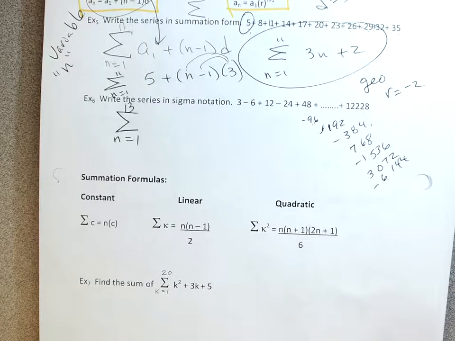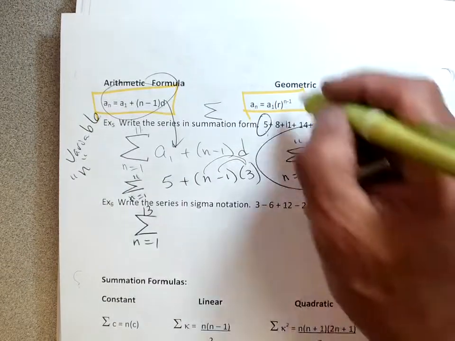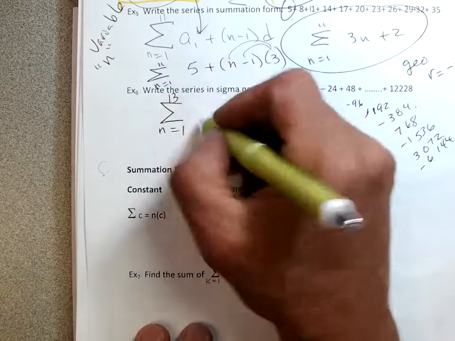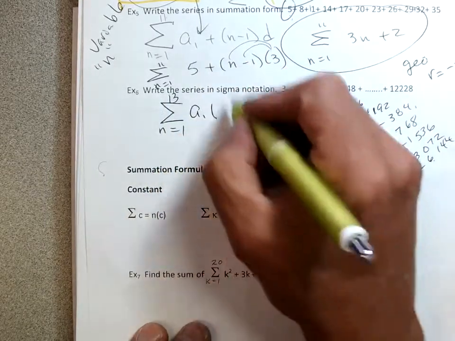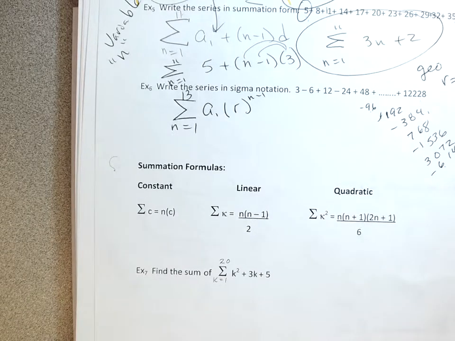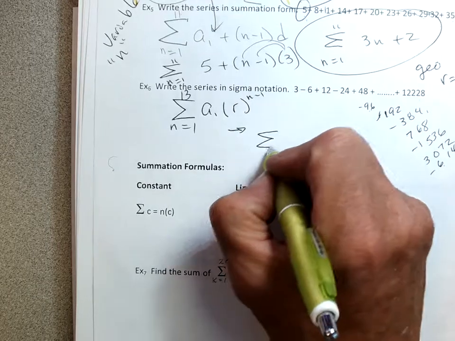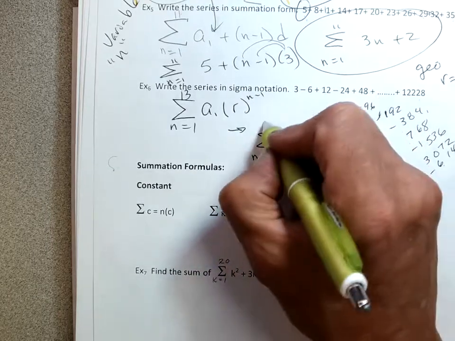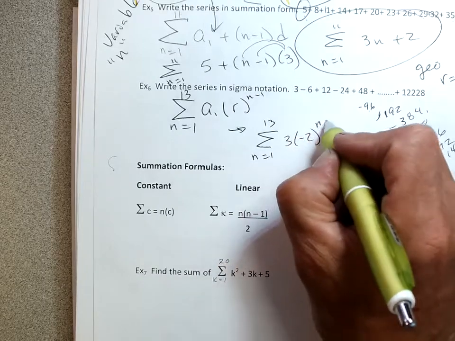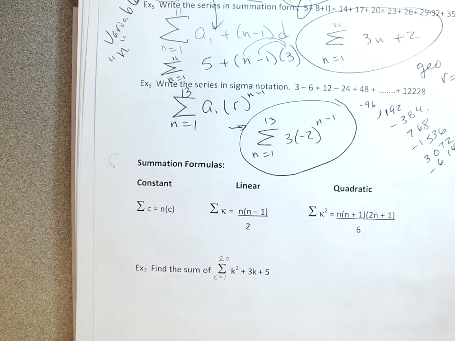Now, you said it's geometric, right? So if it's geometric, I'm going to use this formula, okay? So I'm going to write in a1 times r to the n minus 1 power, right? So I'm going to go ahead and rewrite it. Given the sum, n equals 1 to 13, of 3 times negative 2 to the n minus 1 power. And that is my formula. Okay, that's my formula.